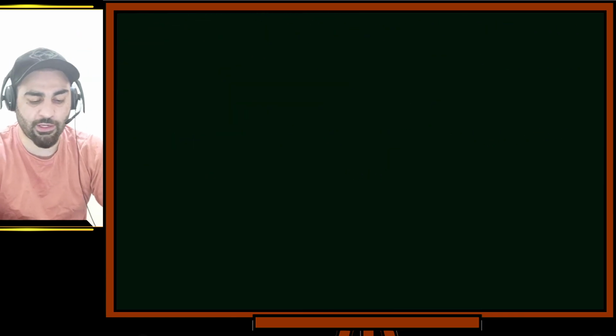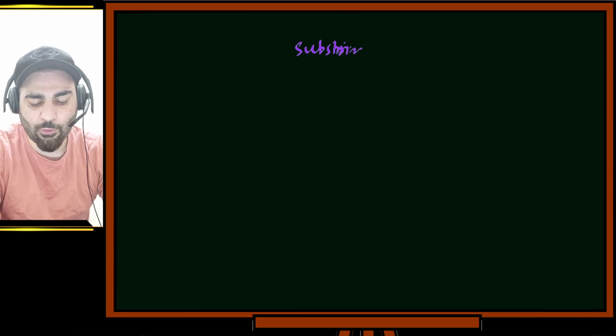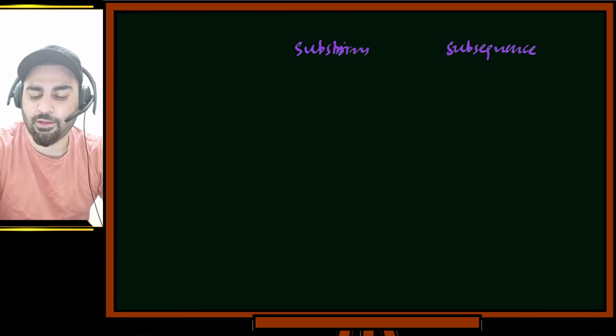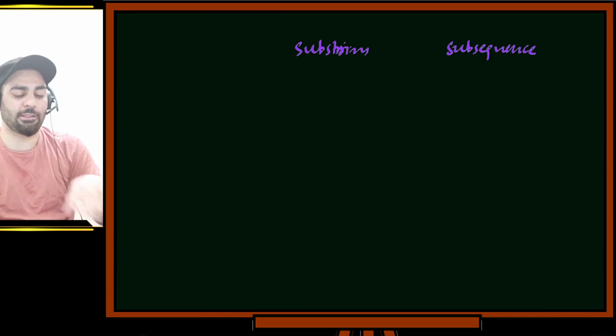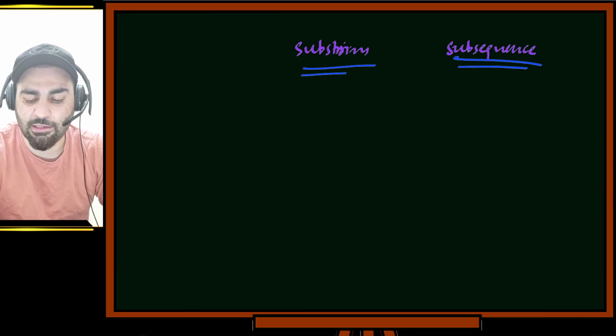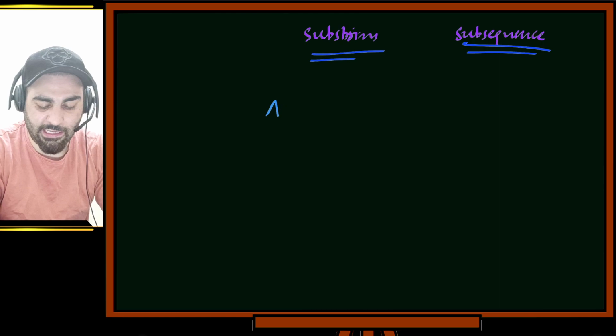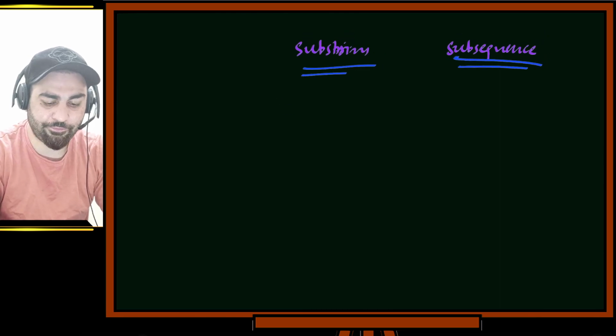So there are two concepts. One is called a substring and one is called a subsequence. These are two pretty different things. So what is a substring and what is a subsequence? Let's see this. Say I will take the string apple.